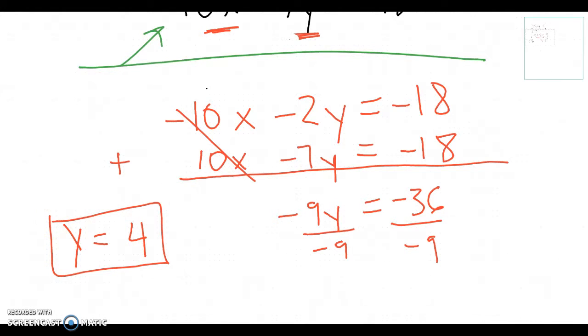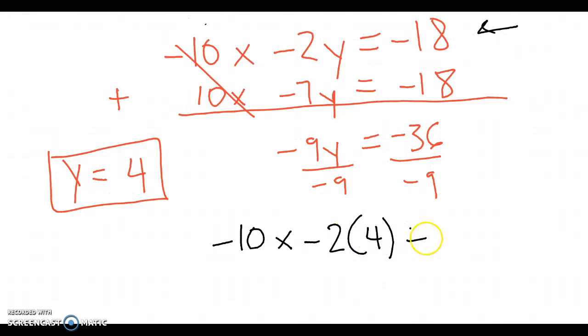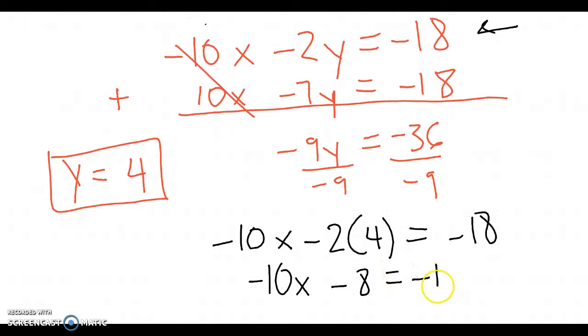Again, that's just one of my answers, so I need to plug this thing into one of the equations. I'll probably pick this top equation again. Instead of writing y, we'll write 4. So I have negative 10x minus 8 is equal to negative 18. Add 8, add 8.